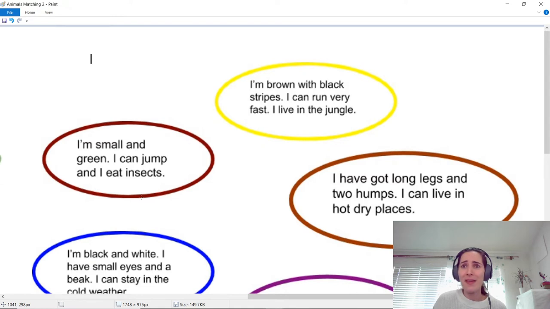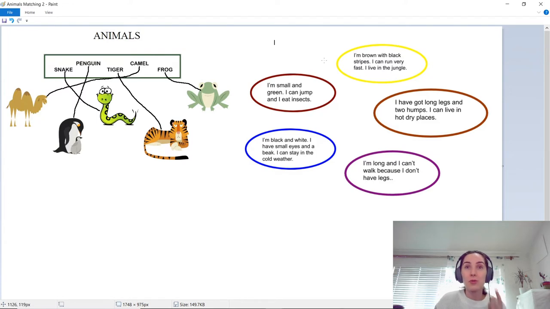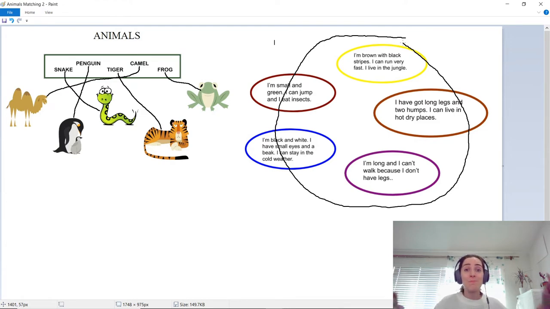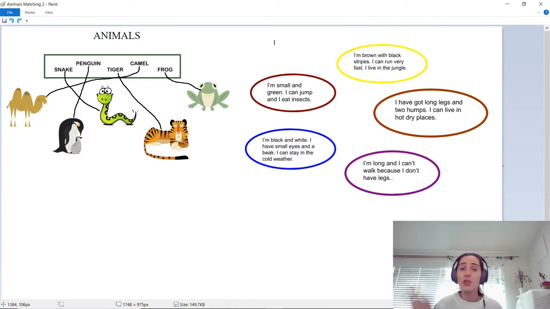What is all of this? Oh, I know. I think we have to read all of these and match with the right animal. Can you help me? Yeah? Okay, don't worry. I can help with the reading. You help me with the matching. Okay, let's start right here.